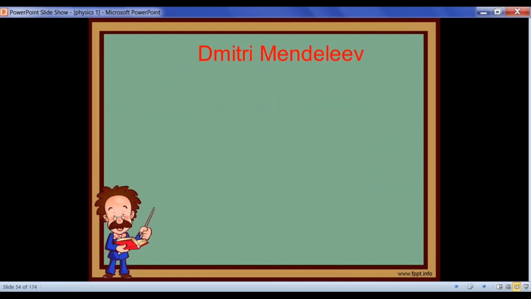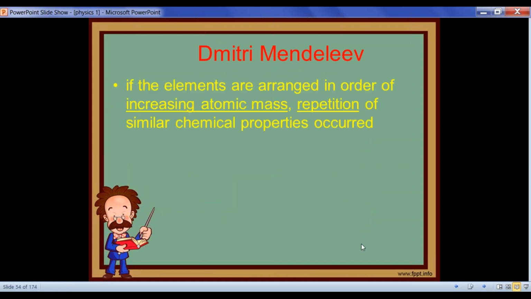Next is by Dmitri Mendeleev. If the elements, according to him, are arranged in order of increasing atomic mass, repetition of similar chemical properties occur. Ang sabi ni Mendeleev, pag-arrange natin ng mga chemical elements sa ating periodic table is depende po sa mass, so marami po ang magkakapareho. Kasi maraming elements na pareho ang kanilang mass. So, yan po yung theory ni Dimitri Mendeleev.